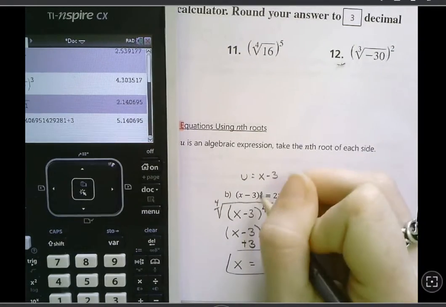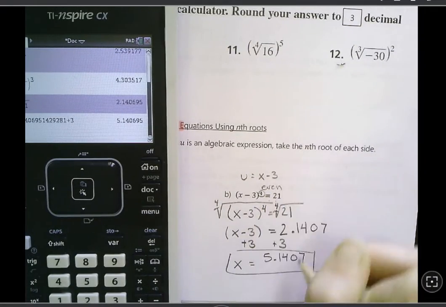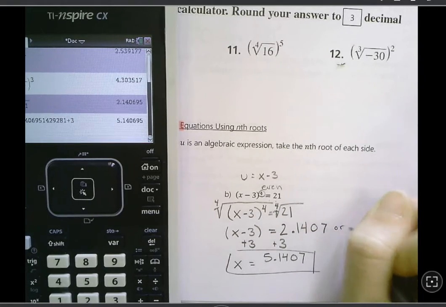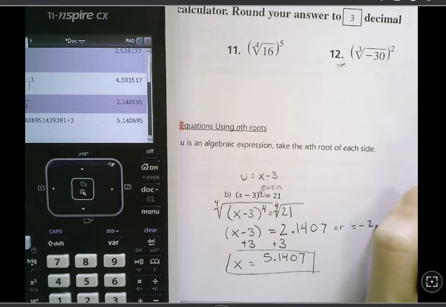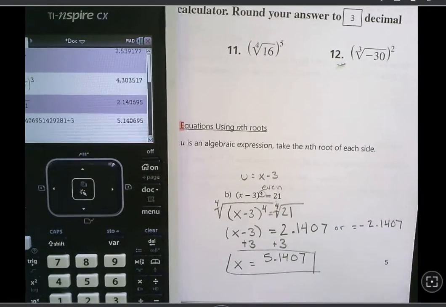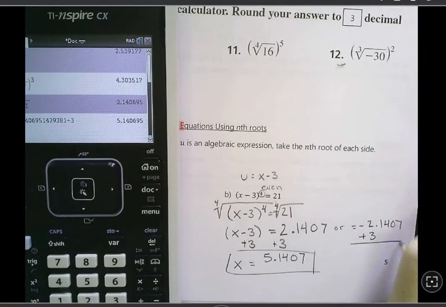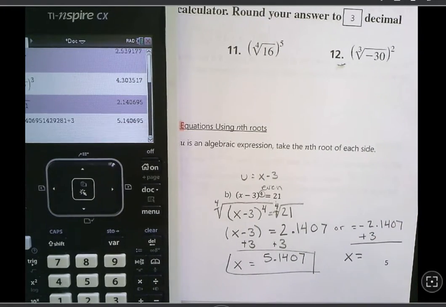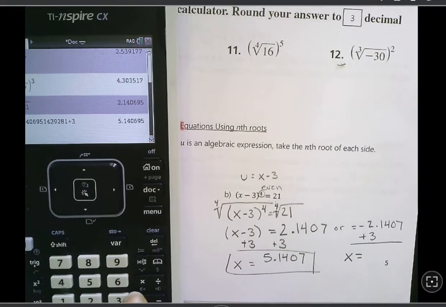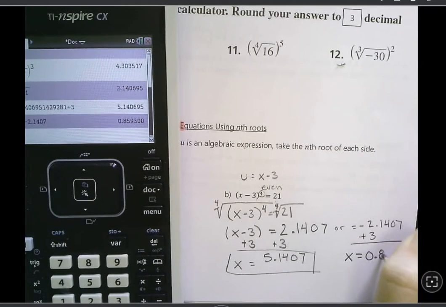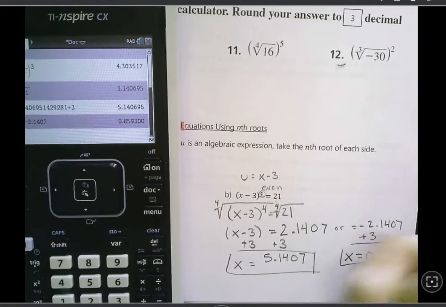But remember, when I have something to an even power, we get out a positive, but we also get out a negative. So we also equal a negative 2.1407. So now when I added that 3 over here, I also need to add 3 to this, and we'll have our second answer. Well, if I have 3 plus a negative 2.1407, that gets us a 0.859.